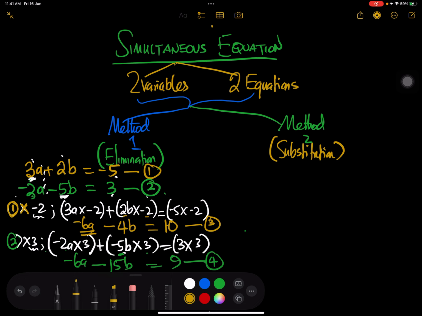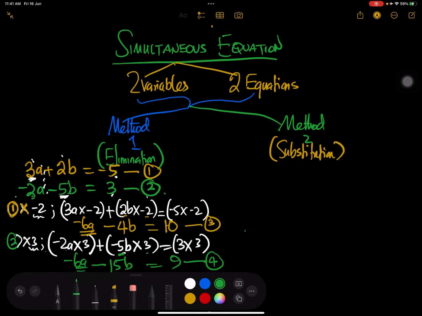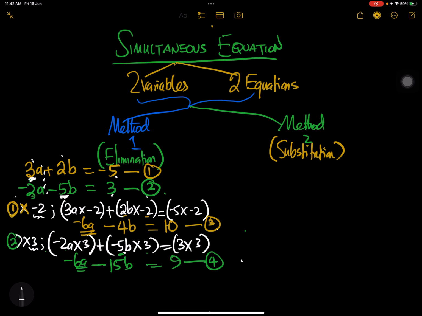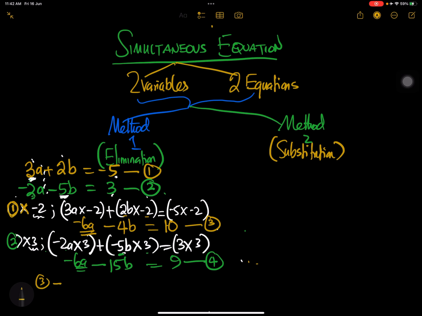You can see that this number here is the same as this number right here. I don't know whether you can see that. So once we have that, we can decide to take equation 3, the yellow equation. We take equation 3 minus equation 4, so that we can eliminate this negative 6 and negative 6.